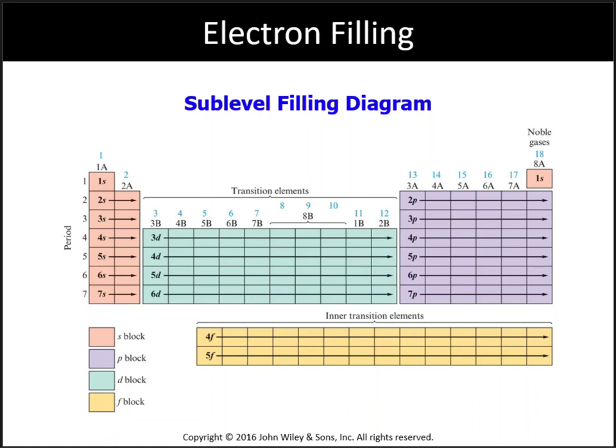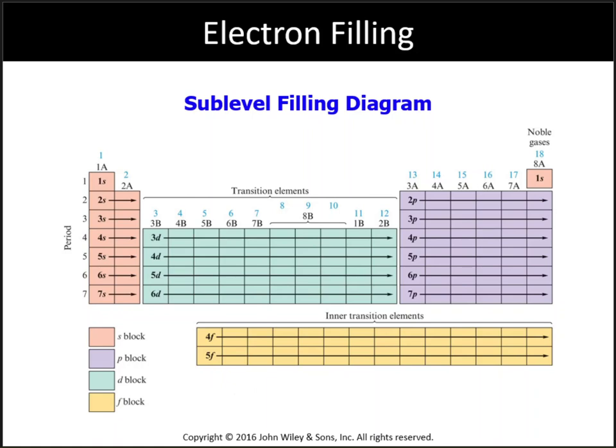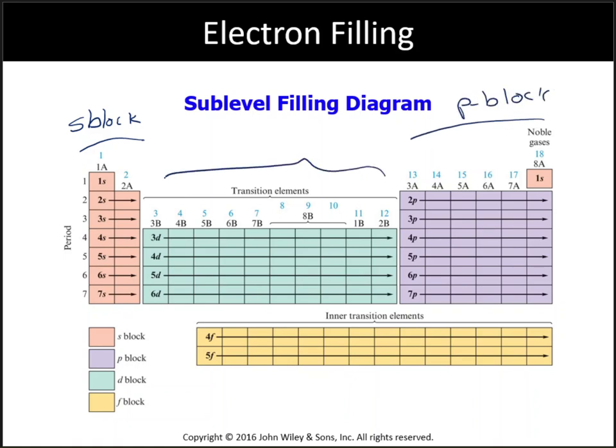So remember that in the periodic table, the period number corresponds to the shell. So we have S block, P block, and D block elements in the periodic table. So here are the S block elements. Here we have the P block elements. And the transition metals are D block elements.